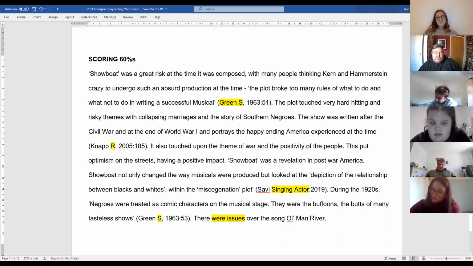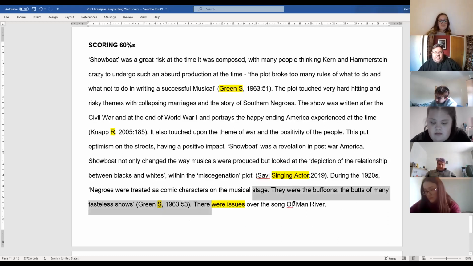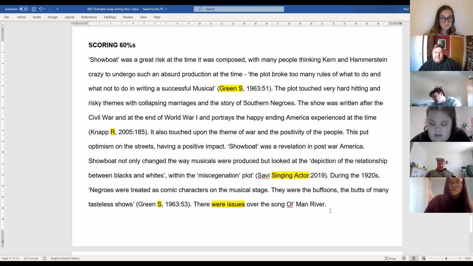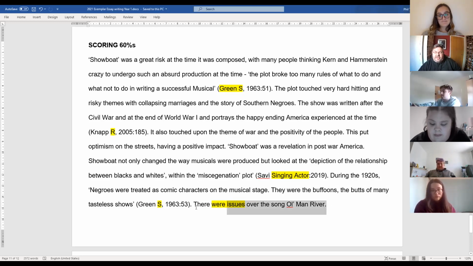And for example, here's a good one. There were issues over the song Old Man River. We don't know what the issues were, and they're not going to tell us. So therefore, that's a bit of a 60s style grade rather than an excellent 70s. If they wanted to say the issues were it was banned by people for saying it's racist, then that goes into the 70s. But because it's left incomplete, or sometimes you might have some mistakes.